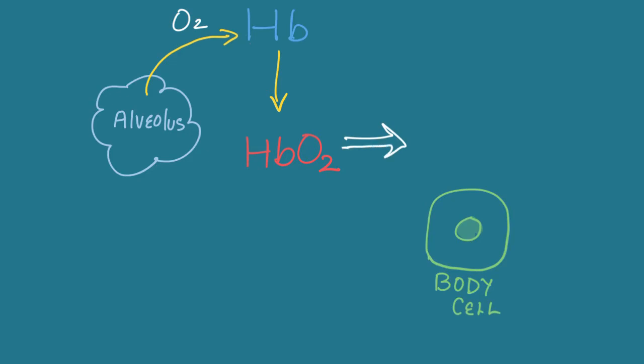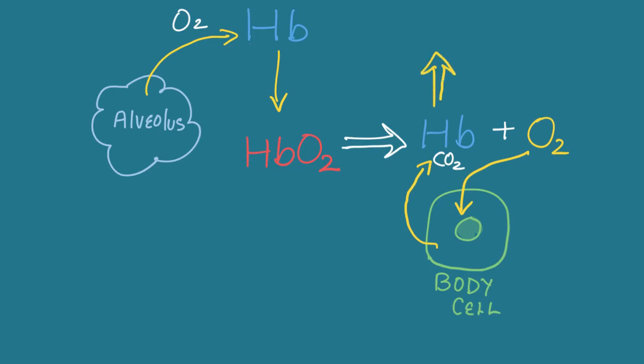When oxyhemoglobin reaches a body cell, it releases the oxygen, and the oxygen is now free to enter the body cell. Once it releases the oxygen, hemoglobin, which is now blue in color, can pick up carbon dioxide, which leaves the body cell. Carbon dioxide now binds to hemoglobin and forms a molecule called carbaminohemoglobin.